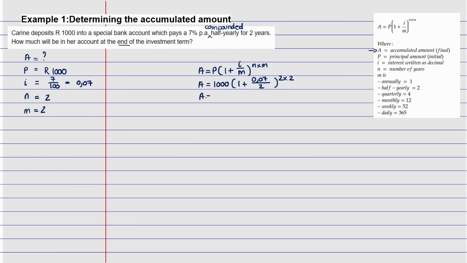So this is the same as 1,000 times 1 plus 0.07 divided by 2, to the power 4, right? Punch that into the calculator and you get that A is equal to the following: 1,147.52. And that's how you would find your accumulated amount.